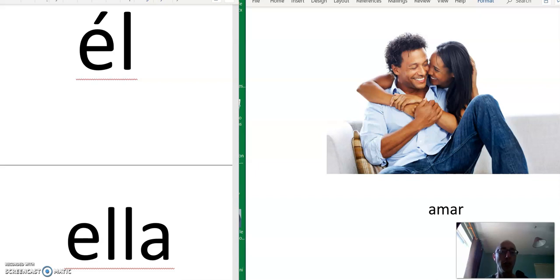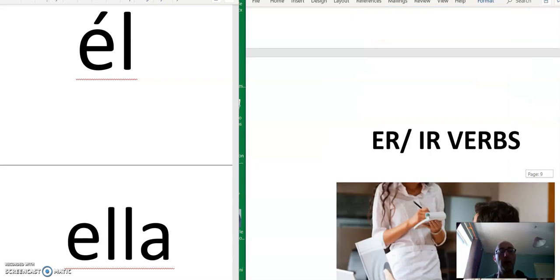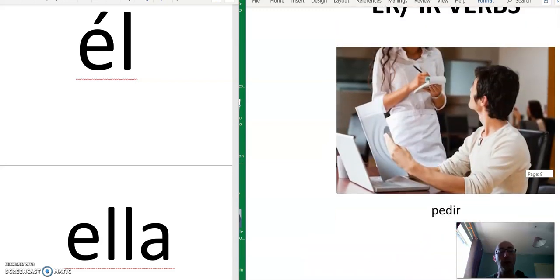Last week, she loved. La semana pasada, ella amó. Yesterday, I ordered fish. Sorry, he ordered fish. Ayer, él pidió pescado. Pedir, pidió.